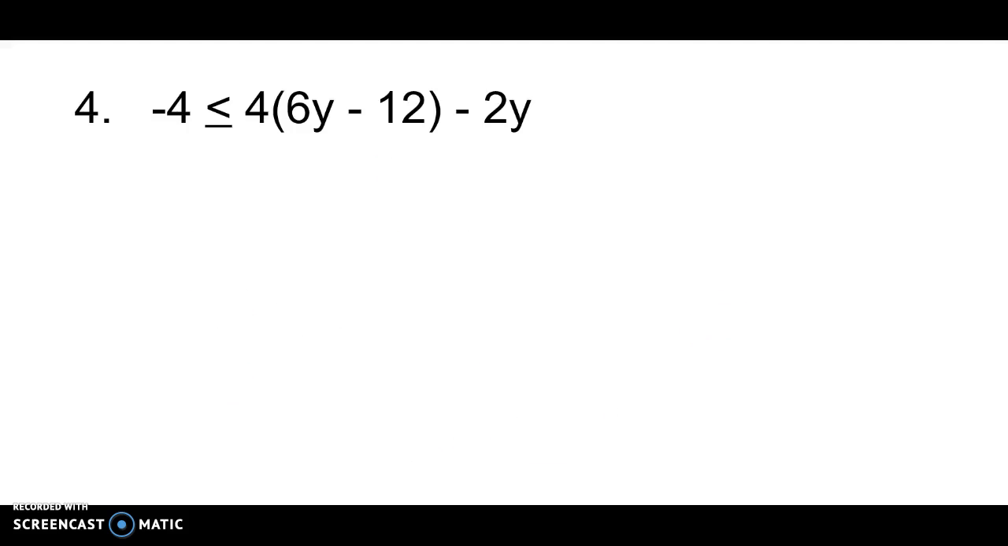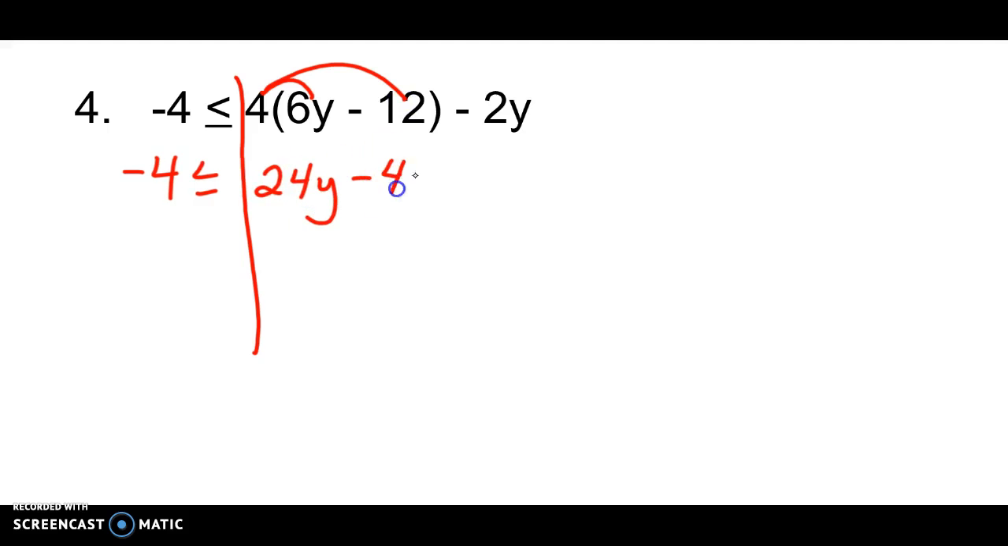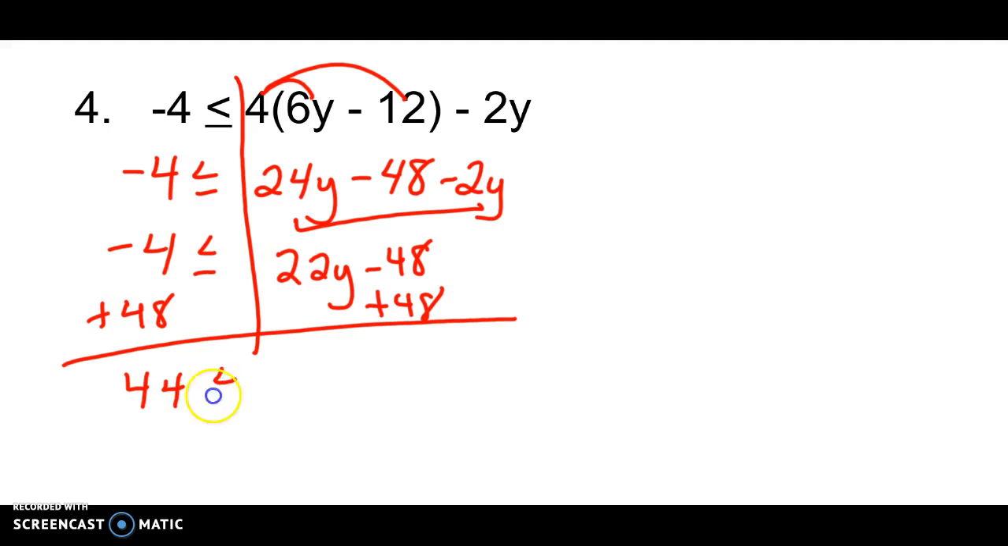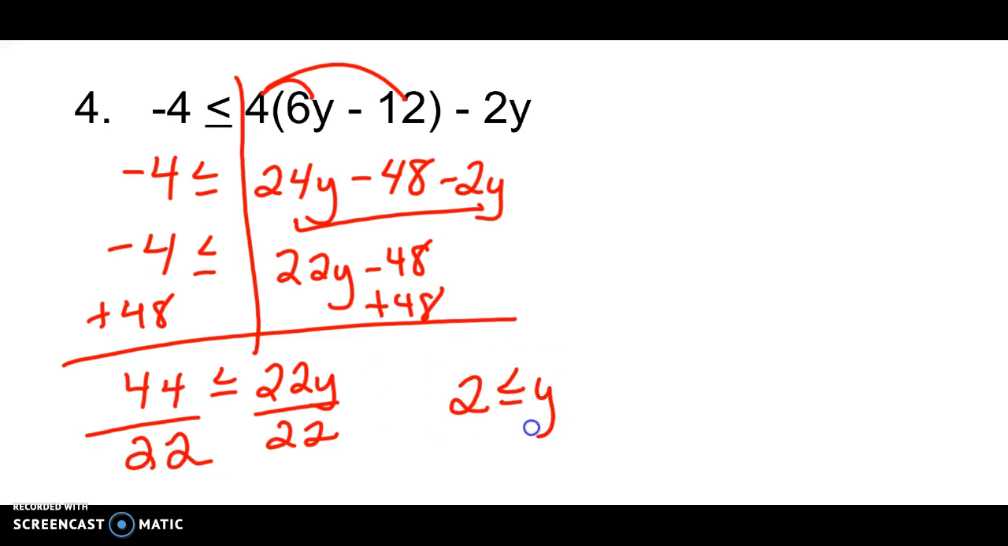Number 4. Find the inequality symbol. Simplify. So I'm going to distribute 24y minus 48 minus 2y. Negative 4 stays the same. Combine your y's, you get 22y minus 48. Add 48 to both sides. You get 44 is less than or equal to 22y. Divide both sides by 22. And you get 2 is less than or equal to y.